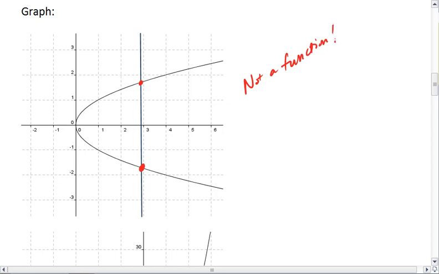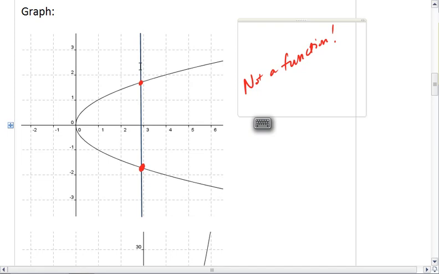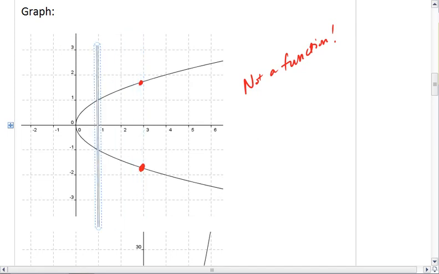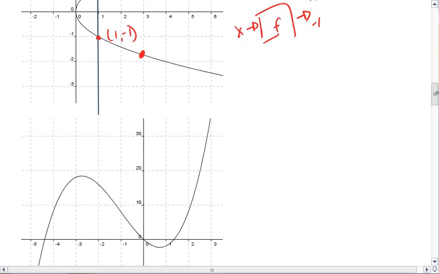And that's because if we plug in, say, 1 for this function, if we were to plug in x, we could get either a positive 1 or a negative 1 as our outputs. Meaning that is why it's not a function. That's why it doesn't pass the vertical line test.